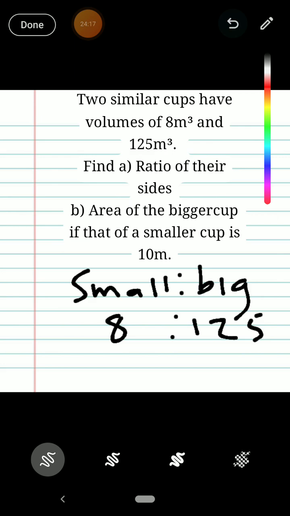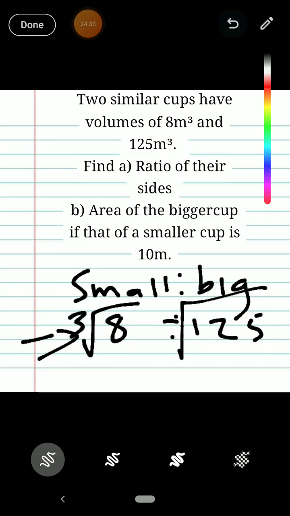So now they want ratios of the sides. Remember, to find the ratios of volumes from ratios of sides, we do power 3. Now to take back from ratios of volumes to ratios of sides, you have to do cube root. Cube root of 8 is 2. Cube root of 125 is 5. So this is the ratio of the sides, 2 to 5. Okay, so now we go to B.